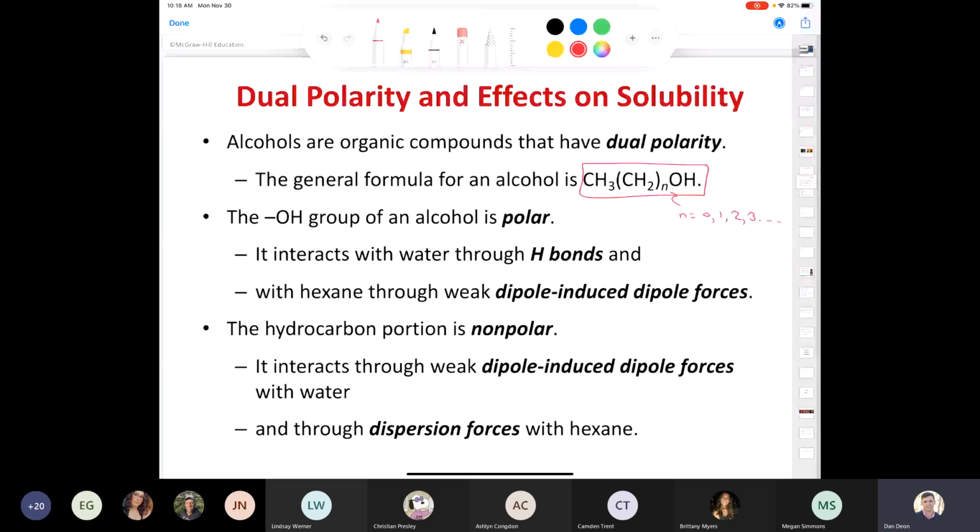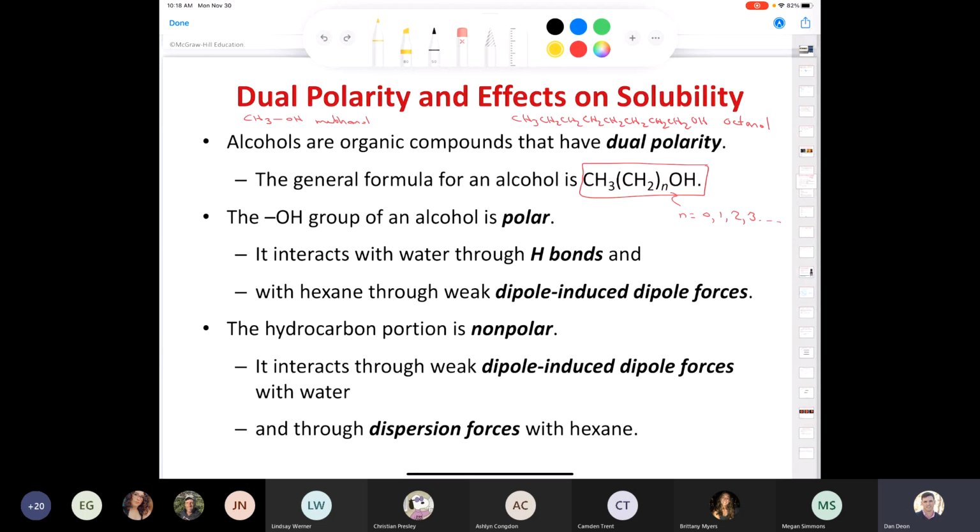If I have CH3OH, that's called methanol. Okay, if I have CH3, 1, 2, 3, 4, 5, 6, 7, okay, this is called octanol. Octanol, right? And you can guess where the oct comes from, right? I got 1, 2, 3, 4, 5, 6, 7, 8 carbons. Okay, I want to double check that. Okay, so octanol and methanol, they both have the same generic formula, right?